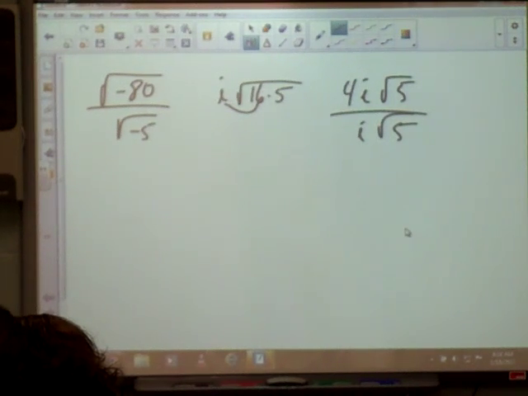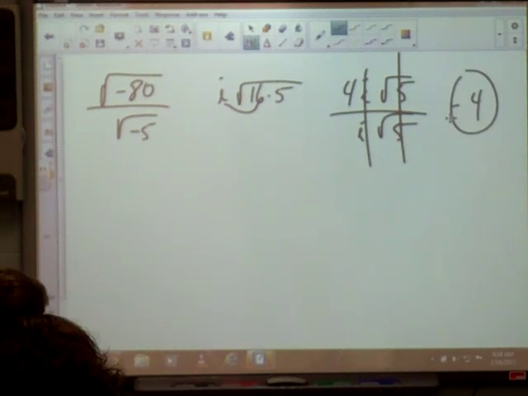Now this is pretty easy here. Some pretty fun ninja math. Your square root of 5's divided by square root of 5's, they're gone. i divided by i. So all I got left is 4. Oh, you got it. Doesn't happen that way every time, but I like it when it does.